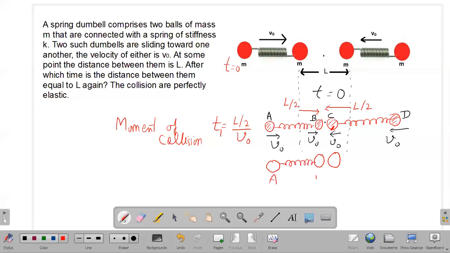So for mass A and mass B of the left dumbbell, and mass C and mass D of the right dumbbell, B and C will exchange their velocities. That is very obvious. Now block B will move to the left with the velocity v0 after the exchange of velocity, and block C will move to the right with the velocity v0.